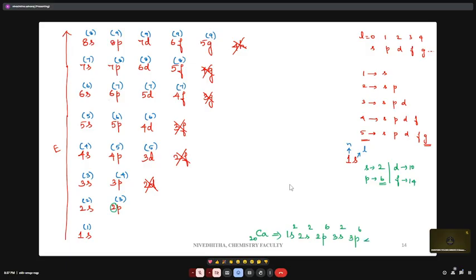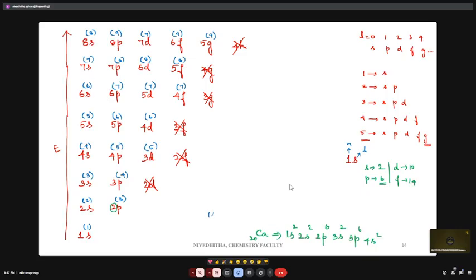4s. That's it. We are done with the electronic configuration of calcium. This is how we have to write the electronic configuration. Now, generally we'll arrange these orbitals based on lower energy to higher energy.